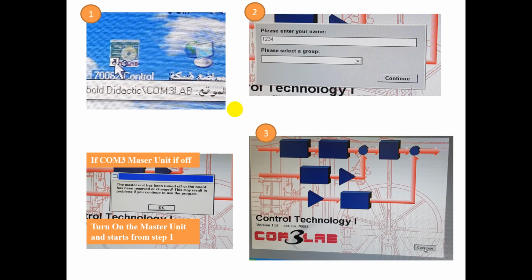First of all, what I told you, the first step will be on the desktop you will find an icon, which is basically this control icon here. So you need to double click this one, making sure that you have already switched on the master unit. If your master unit is off and you double click on this icon, what will happen?